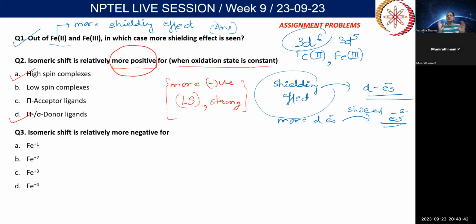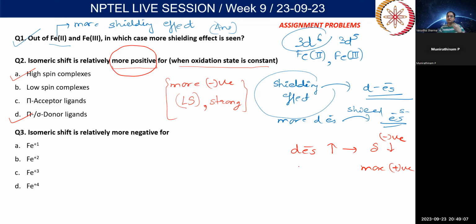You need to understand the concept regarding the d electrons. Firstly, if d electrons are more, then the delta value is less negative, that means more positive. If d electrons are more, they will not let the s electrons go into the nucleus. When that is not happening, the delta value becomes less negative, which is more positive.